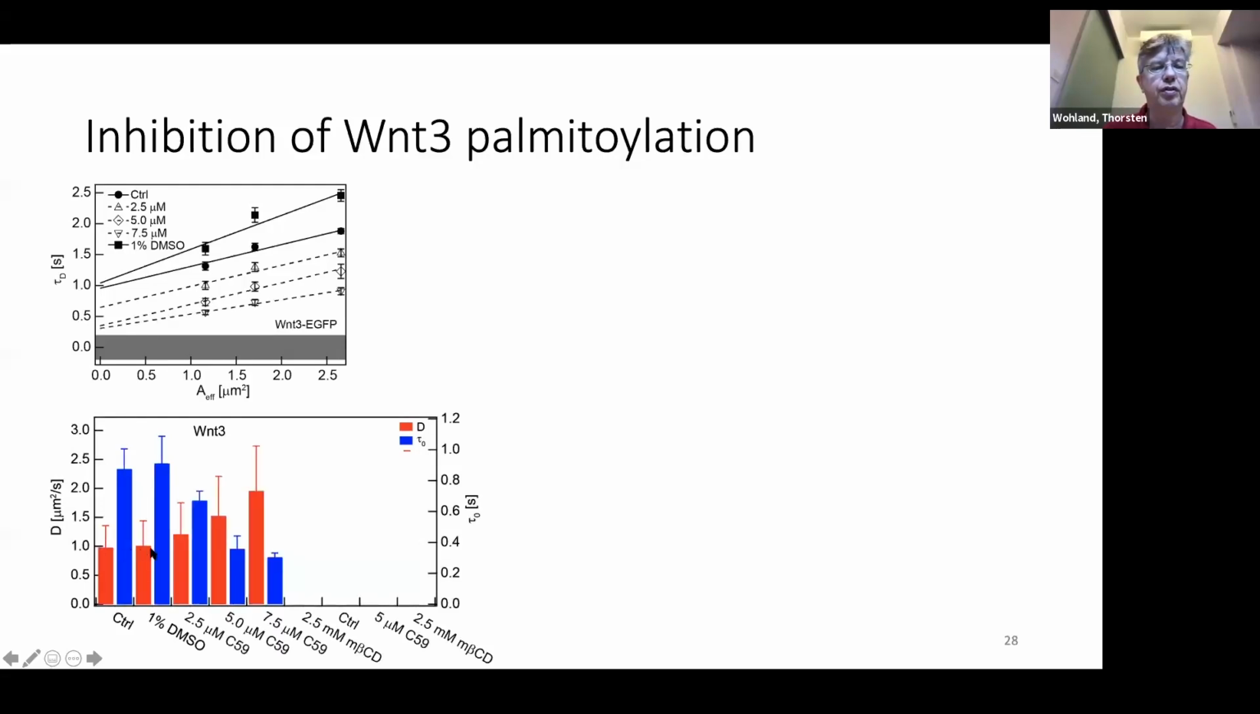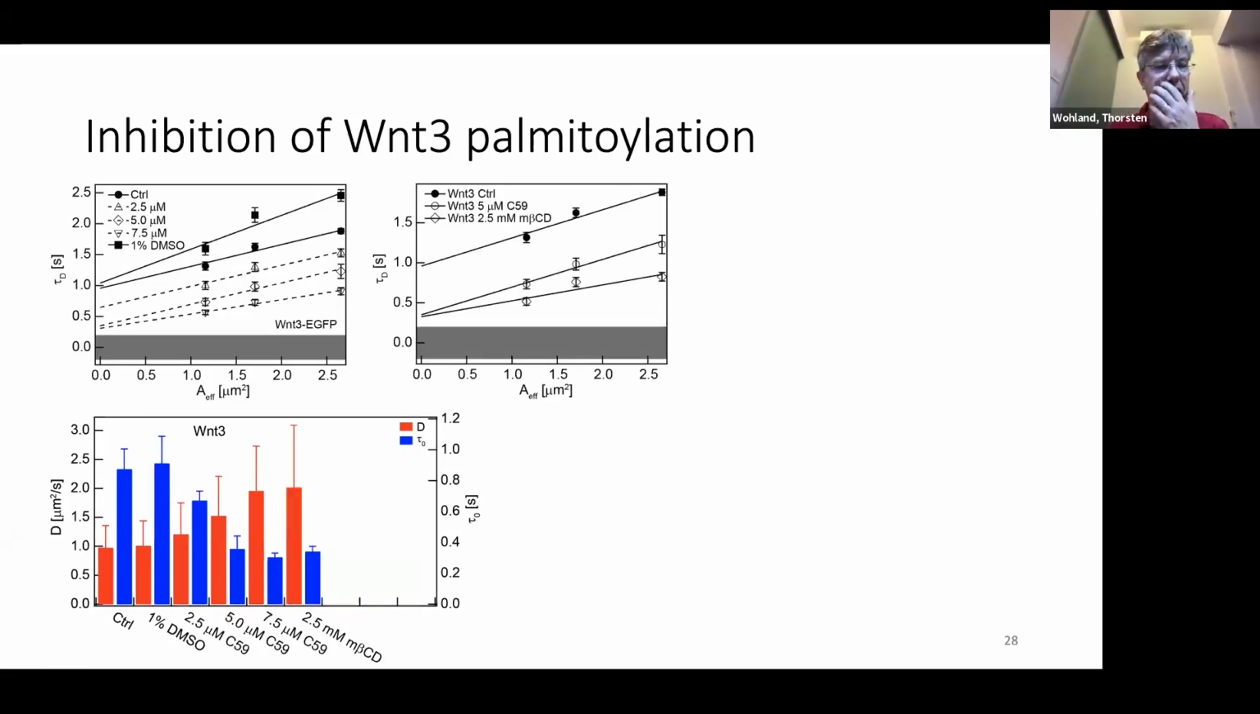Right, and that's what you see here. The diffusion coefficient goes up because there's less entrapment, and the intercept goes down, because it seems to get more and more in the direction of free diffusion. Just here a control: if we remove cholesterol with M-beta-CD in the fish, we get a similar effect. So either we remove some of the lipidation of Wnt3 and it's less entrapped in domains, or we remove the domains by removing cholesterol, and we get the same thing: faster diffusion and lower intercept.